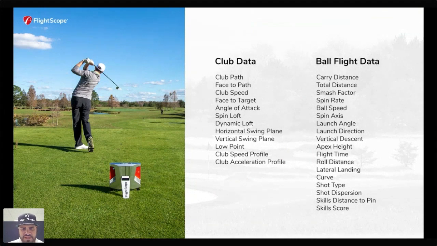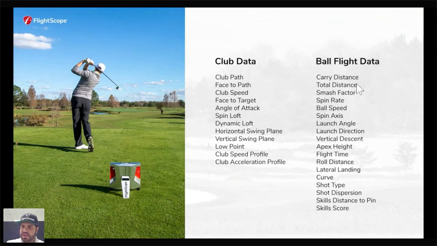We have angle of attack, spin loft, dynamic loft, the horizontal and vertical swing planes, your low point, and then your speed and acceleration profiles, which are a huge factor, or key data parameters, in our data to help you as a fitter or a teacher. We'll talk about those a little bit later, but if you're a fitter, you should definitely be using these profiles.